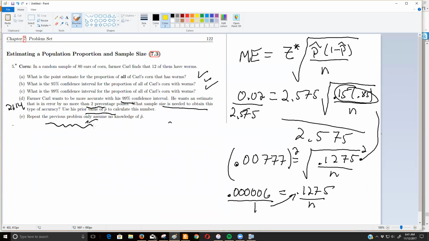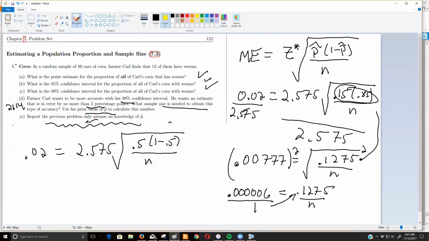And now, what if we don't have any knowledge of what p hat was? It's the same setup as if we were using the old 15% estimate: 2.575 times the square root of, but the difference is 0.5 is our guess of what p hat is. If we do 1 minus 0.5, we get 0.5 again, and 0.5 times 0.5 is 0.25. That's where Dr. Stevens is getting that 0.25 in the formula.